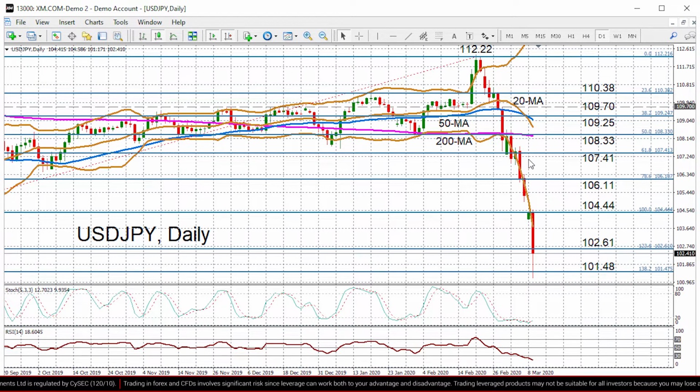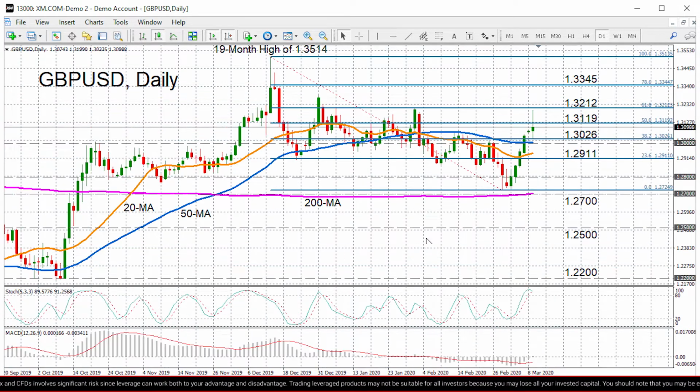In the medium term, although the 50-day MA is still holding above the 200-day one, given the scale of the losses, it's only a matter of time. We do see a bearish crossover, so both medium and short-term pictures are looking quite negative at the moment.